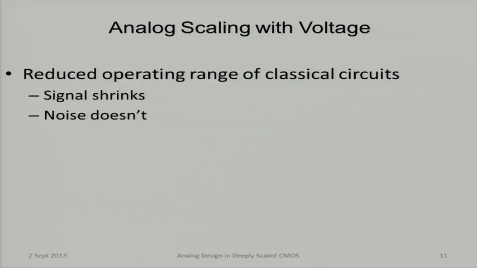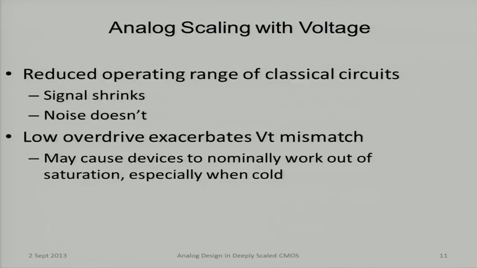So I have other issues. Reduced operating range. In general, as my supply voltage goes down, the magnitude of signals I can bring in go down. The noise in general doesn't scale. So my signal-to-noise ratio, again, it gets compressed. This is what leads to the issue of needing to make circuits larger to overcome that.